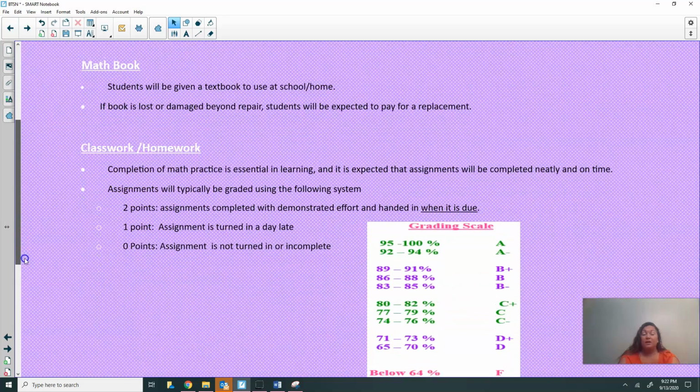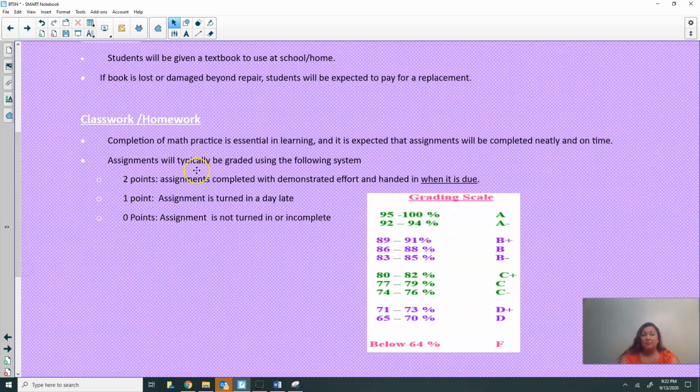Also, assignments. Throughout the year, they will have class assignments, they will have homework also, whether it's online, whether it's pencil and paper, whatever it may be. But the completion of math practice is essential in learning. And it's expected that assignments will be completed neatly and on time.